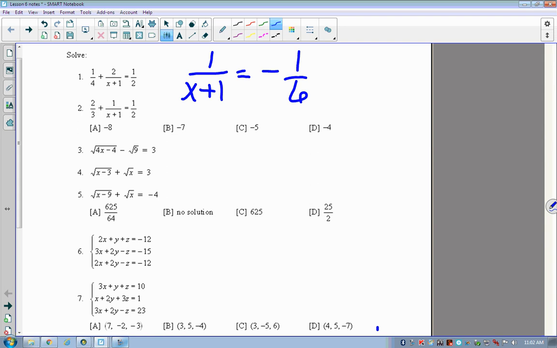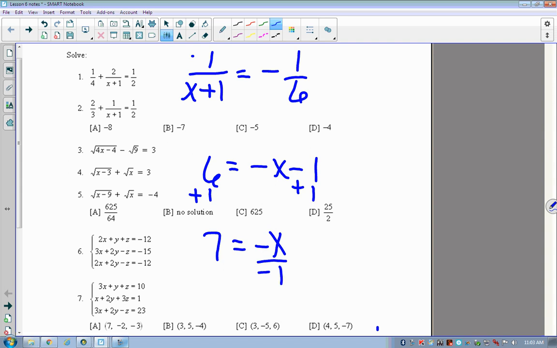Cross multiply. So 6 times 1 is 6, and x plus 1 times negative 1 is negative x minus 1. What's next? Add 1. So 7 equals negative x. Divide by negative 1. X equals negative 7. And what's nice about this is that I can test that, right?